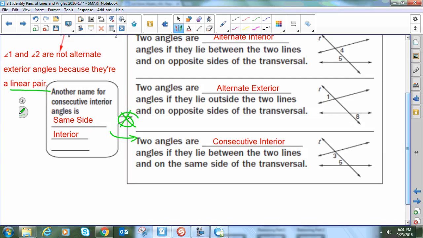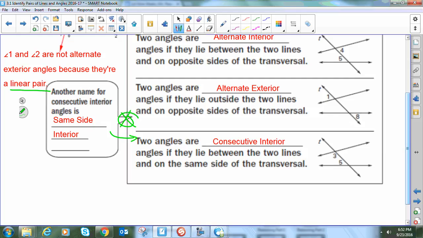So I like the term same side angle better than consecutive interior because to me, what this pair of angles is referring to is angles that are on the same side of the transversal line and inside of the other two lines. So to me, it just makes more sense if you're referring to angles that are on the same side of the transversal line. Well, let's just call them same side interior angles.